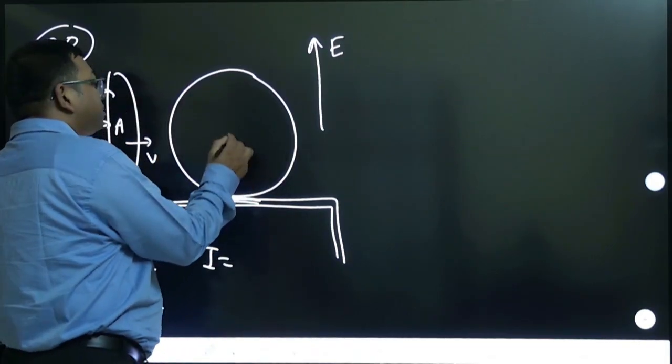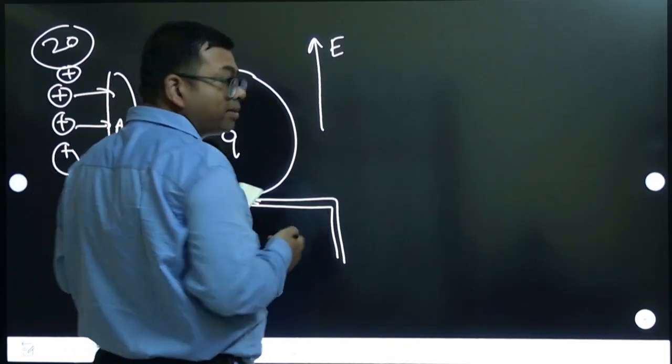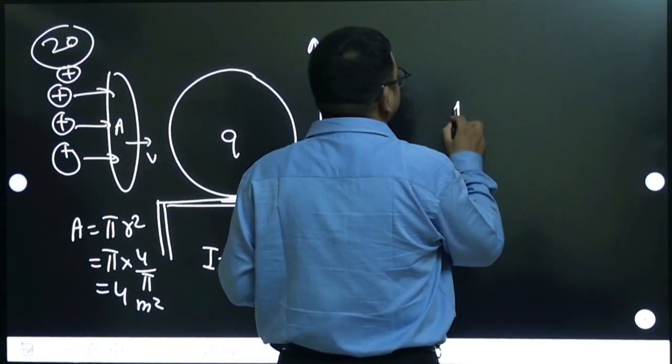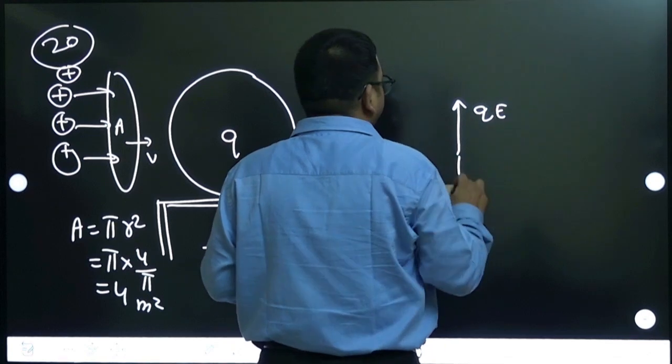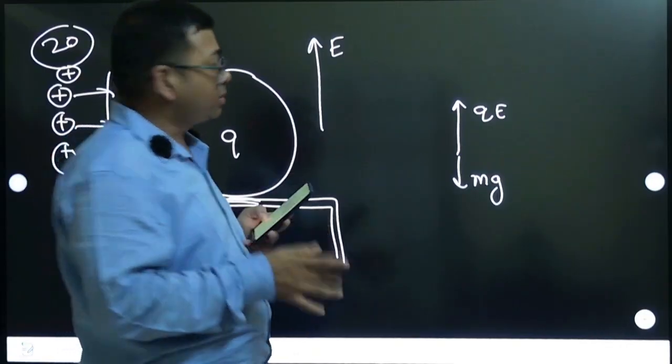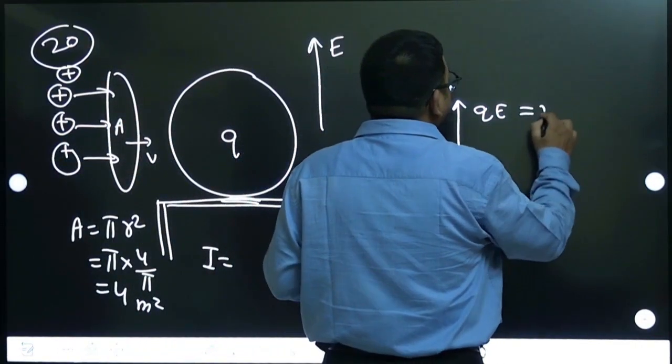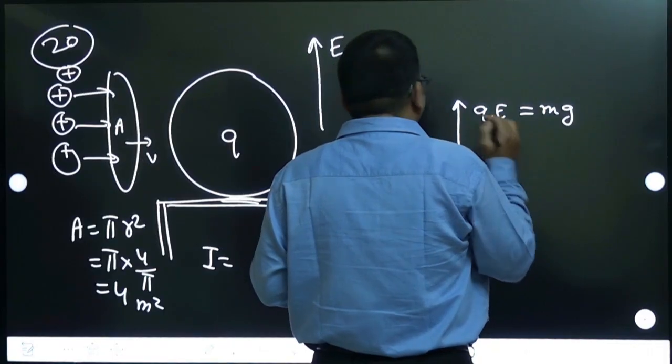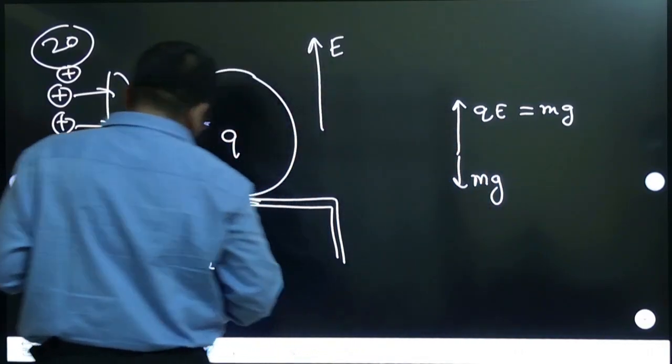So when it will get lifted up, let us say that it develops a charge. Due to that, charge into E and mg, it will just get lifted up when QE becomes mg, right? So QE becomes mg. So what is Q? Current you need to calculate.